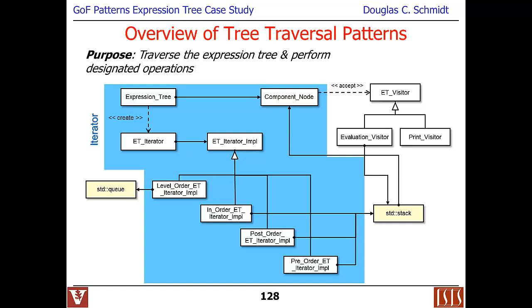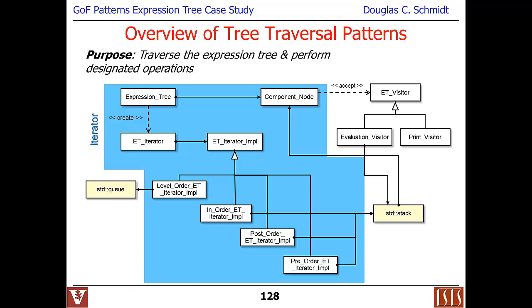But here's the iterator hierarchy, and as you can see, we have different kinds of iterators. We have iterators for level order iteration, pre-order iteration, post-order iteration, in-order iteration, and so on and so forth. Different ways of being able to iterate through the trees.